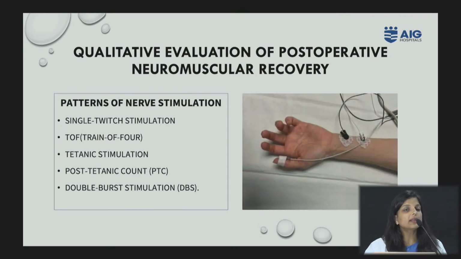Now coming to qualitative evaluation, usually we use this clinically very often. There are 5 patterns of nerve stimulation: single twitch stimulation, train of 4, which is the most common among these, tetanic stimulation, post-tetanic count, and double burst stimulation.